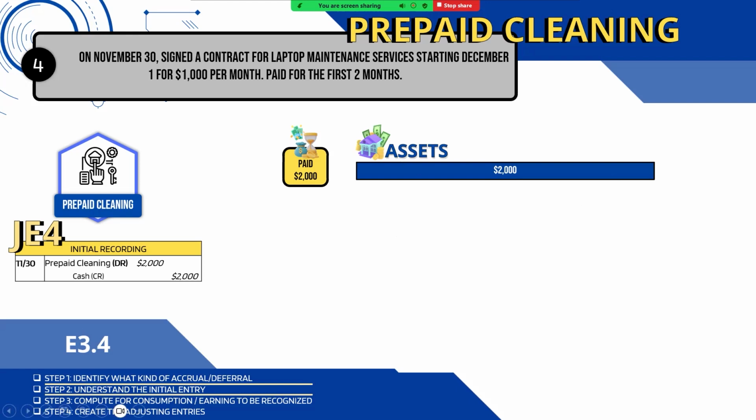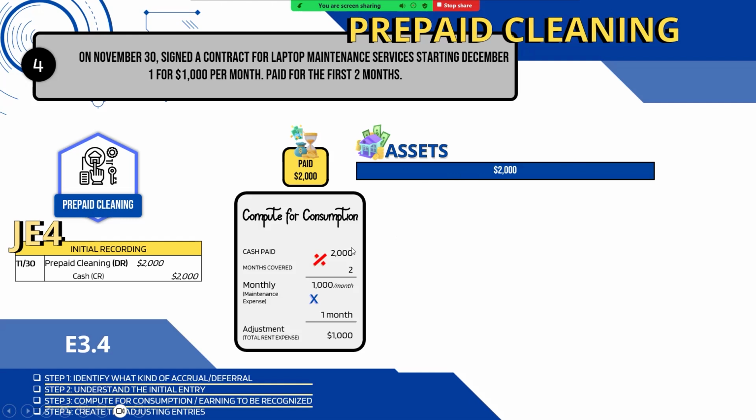So, November, be careful. There's a difference between November 1 and November 30. November 30 means that you have consumed 1 month, right? So how do we break down this asset? So 2,000 we paid in cash for 2 months' worth of cleaning. So technically, we should recognize a cleaning expense of 1,000 per month.